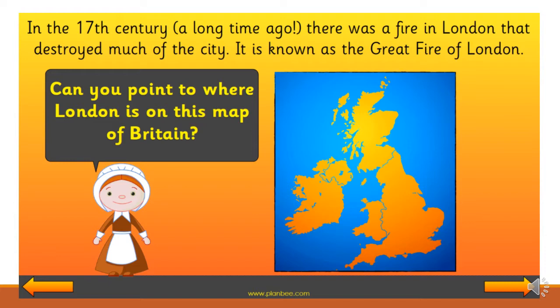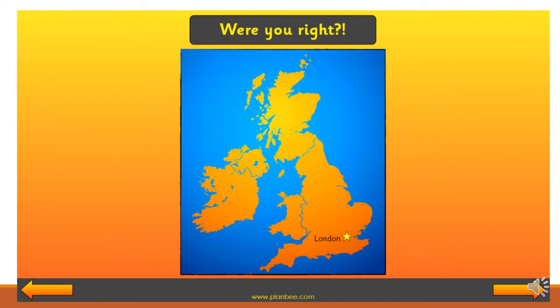So here we've got a map of Great Britain, and we've looked at this map loads of times when we were in Year 1. So can you find where London is on this map? Stop the video now and show the person that you're with where London is on the map. Right, did you spot it? Did you point to the right place? Well done if you did.